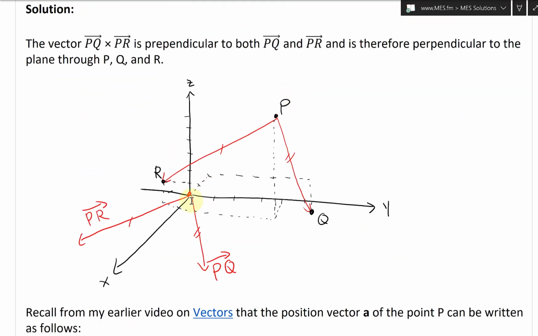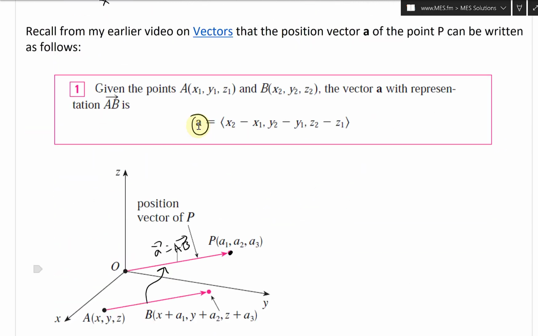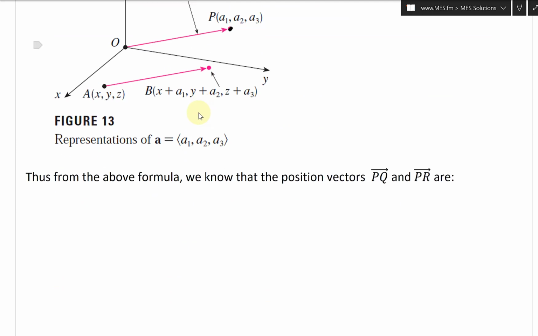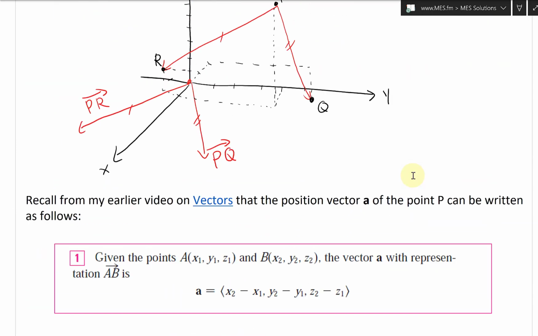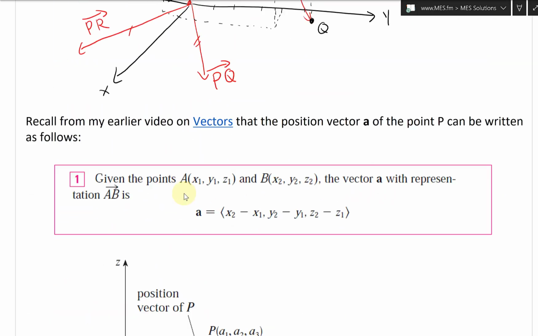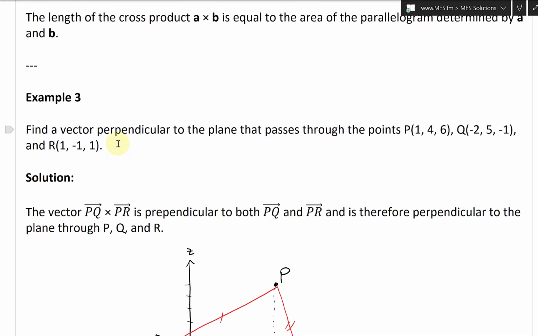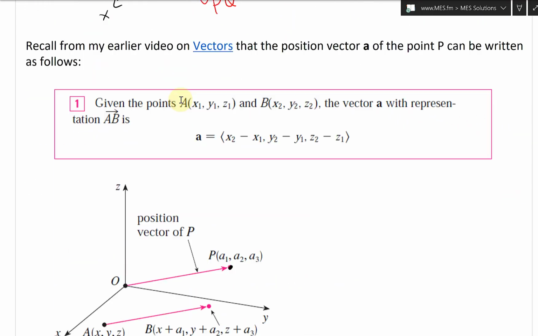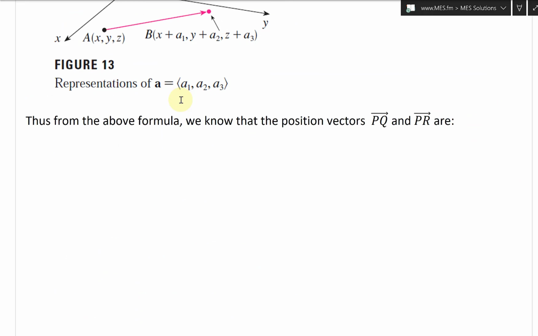So we have to move this down here and then take the dot product, the cross product of that. All right, so now we have that. Let's continue further. So from the above formula, we know the position vectors PQ and PR are, well, let's just write these down here so we don't need to keep scrolling up.